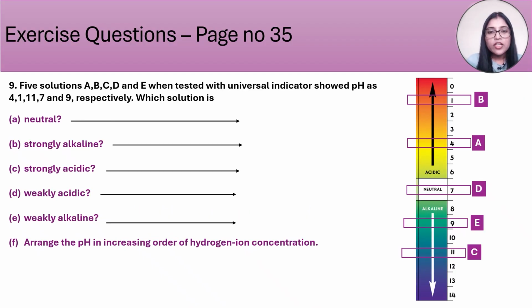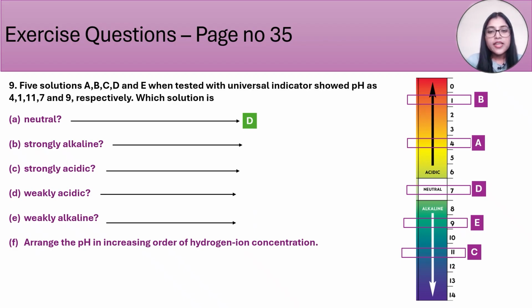In the ninth question, we are given 5 solutions A, B, C, D and E, and they are tested with a universal indicator as shown in the figure here, and they are showing different pH levels of 4, 1, 11, 7 and 9 respectively. Which solution is neutral? So we can see that the neutral solution has a pH of 7, which is B.